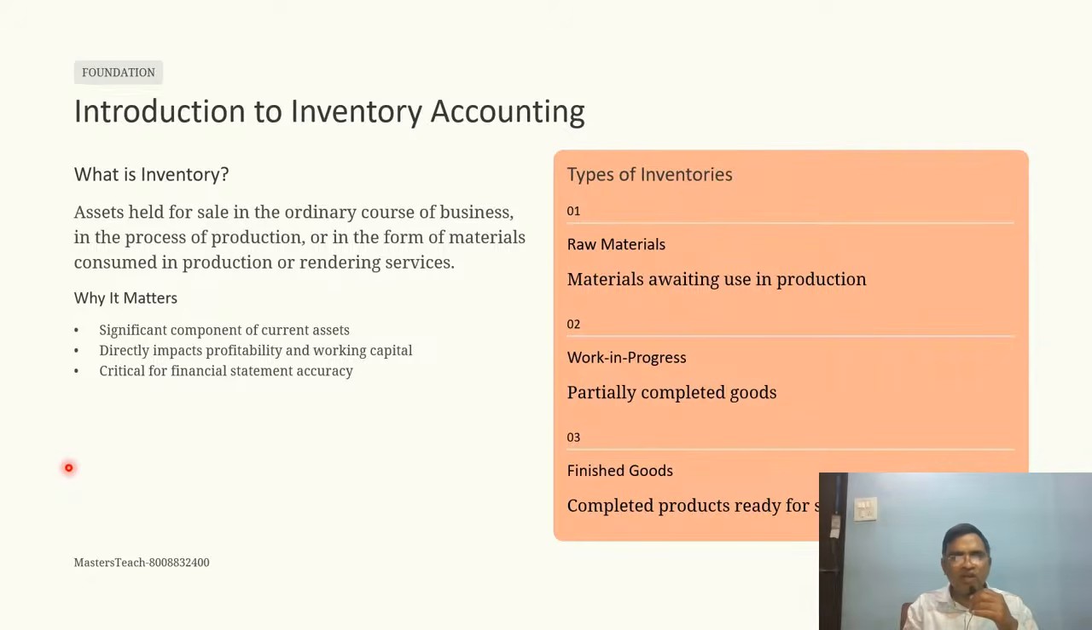Types of inventory. The inventories are of three types: raw material, work in progress, and finished goods. Raw material means the material that is ready before going for production. Work in progress is where part of the raw material has been used, whereas finished goods are complete products ready for sale. These are the three types of inventories: raw materials, work in progress, and finished goods.